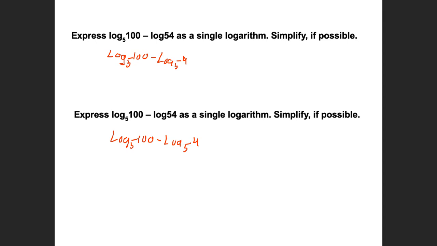All right. So if I was going to rewrite this, I'm going to rewrite it as a single log. So this would be log base 5 of 100 divided by 4. So this is going to end up being log base 5 of 25, which really simplifies down to just 2. So all of this just becomes 2 for my answer.